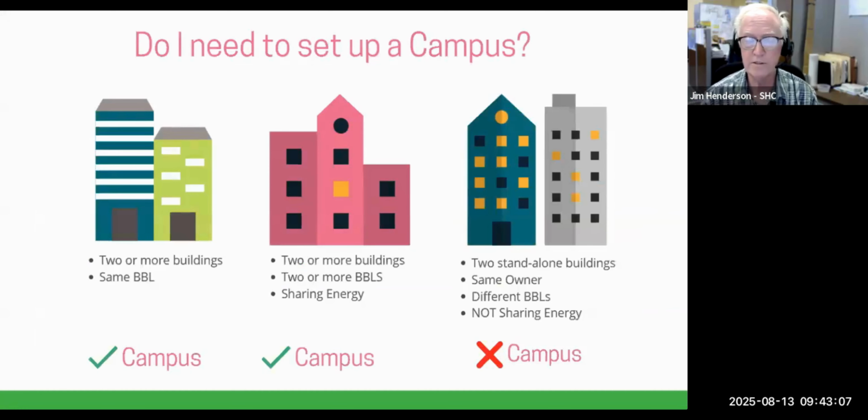Okay, next, let's look at the types of properties that must be submitted as a campus. First example on the left, we have 2 or more buildings. They're both on the same BBL. They are submitted as a campus.